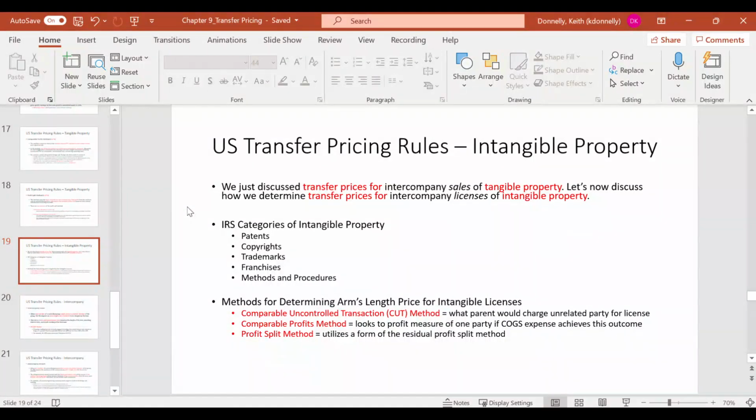Well, in this license, the IRS would come in and say, hey, here are 3 different methods, and they're similar to the tangible property. We have a comparable uncontrolled transaction method, basically what the parent would charge an unrelated party for the license. We have a comparable profits method. Basically, we would look to the profit measure of one of the parties if the cost of goods sold were to achieve this outcome. And then we have a profit split method that uses a form of the residual profit split method. So similar ideas here, looking to what would be a reasonable price if we were to license property, intangibles between business entities.